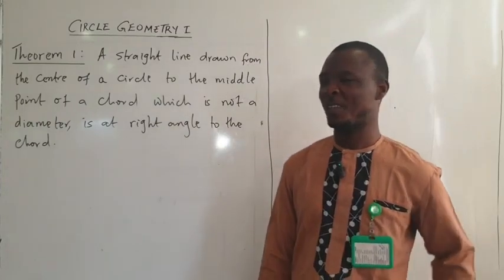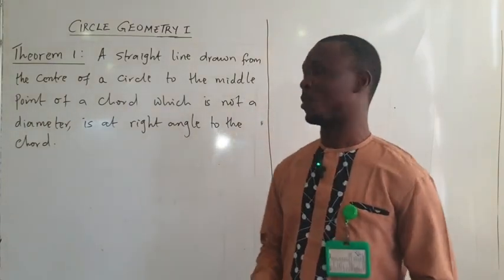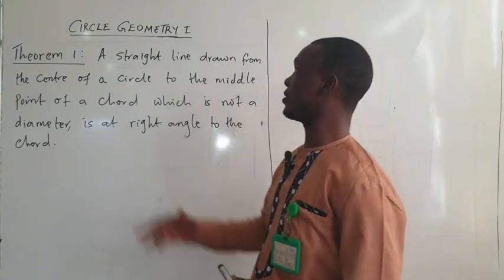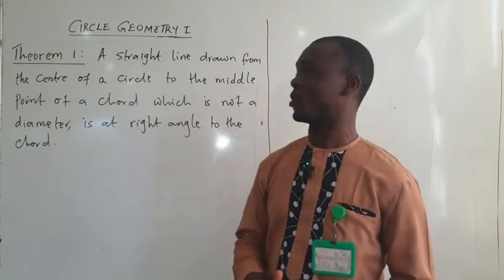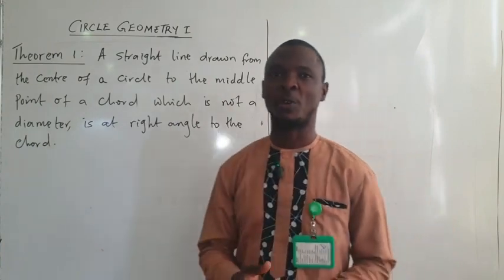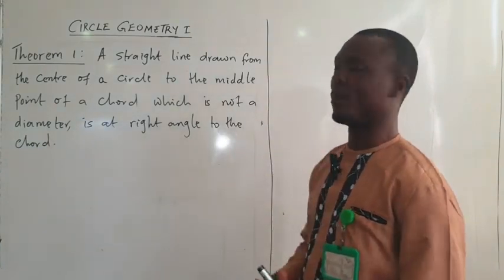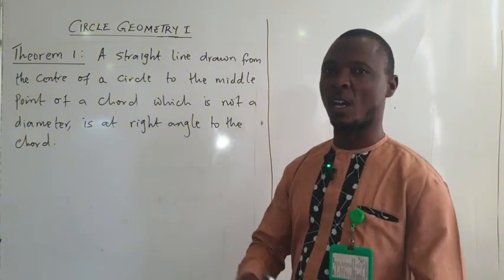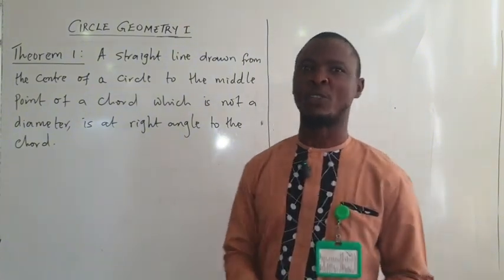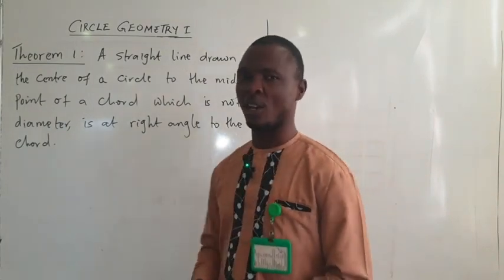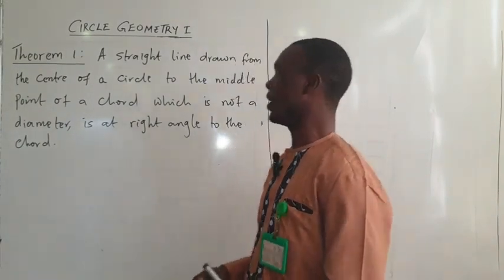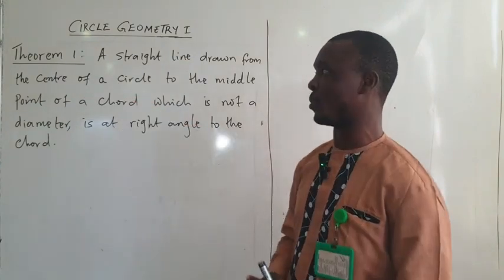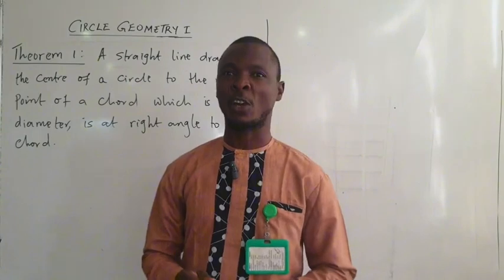In today's class, we are going to be looking at circle geometry. So the topic says circle geometry. As we know, under circle geometry, we must have learned about properties of a circle, that is, parts of a circle, such as the center of a circle, circumference of a circle, radius, chord, and so on. Then that will lead us to the theorems under circle geometry. And we are starting with the first theorem.